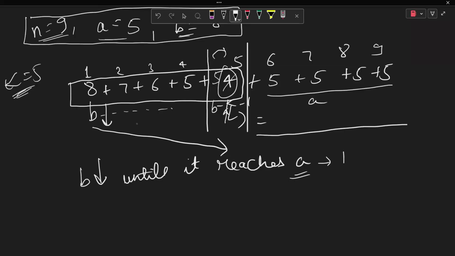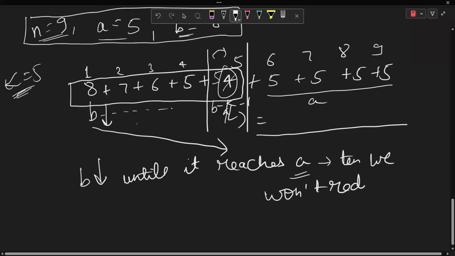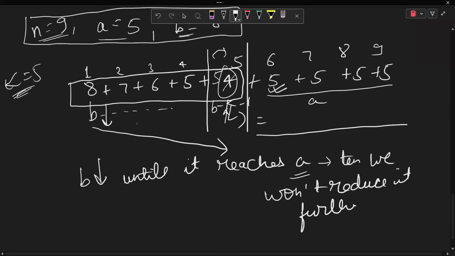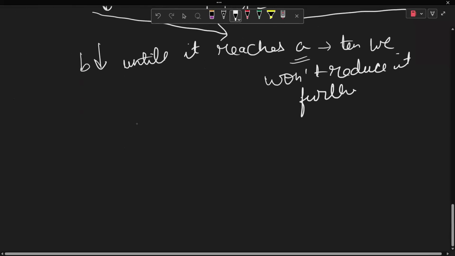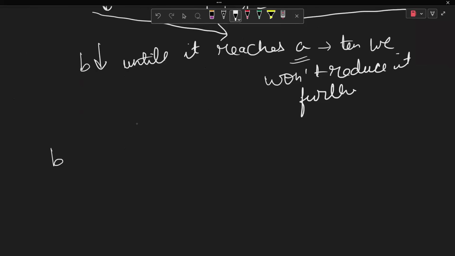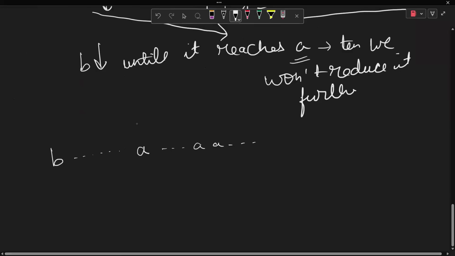Once it reaches A, then we won't reduce it further, because if we are reducing it below A, we could have sold it at the price of A. So why reduce it below? Okay, so it's simple. If B is greater than A, we would start with B, go on reducing till A, and then just continue with A. In this pattern we would go. So we would just select a K in that way only.